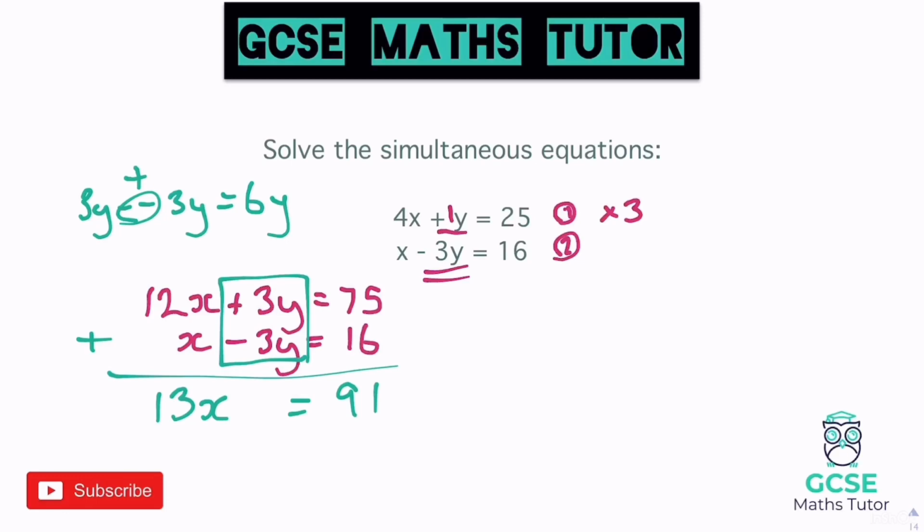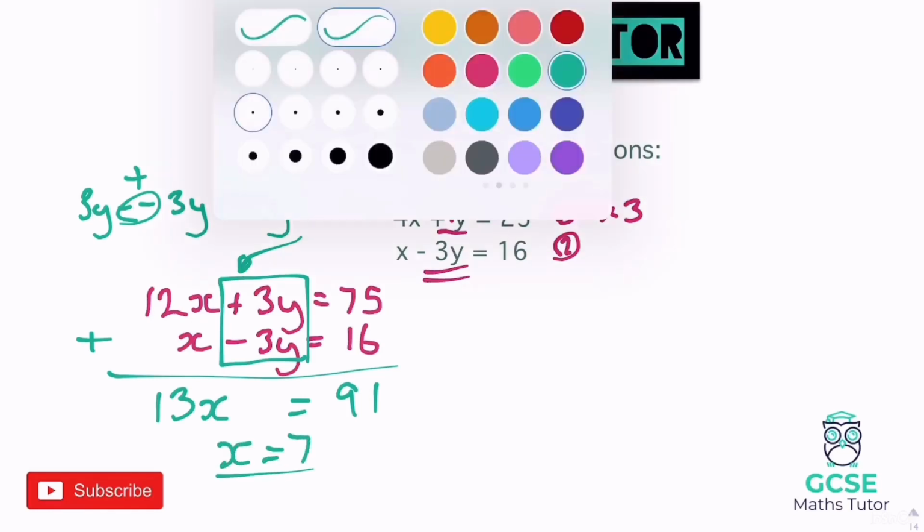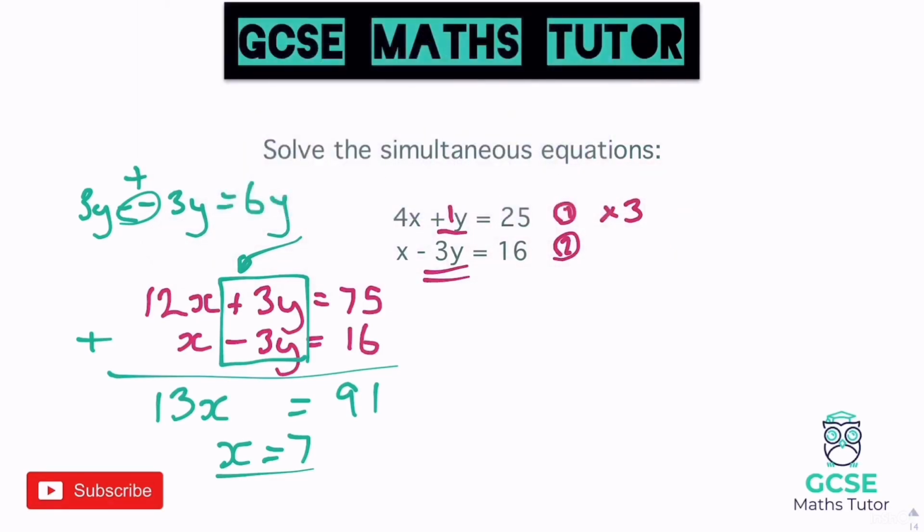Okay, so there is a little way of remembering those. If those symbols there are different, you add them together, and if the signs are the same, you're going to subtract them. Okay, but here we are, we have 13x equals 91. If we divide both sides by 13, we get x equals 7. Now when it comes to simultaneous equations, we have to not just find the value of x, but we also have to find the value of y.